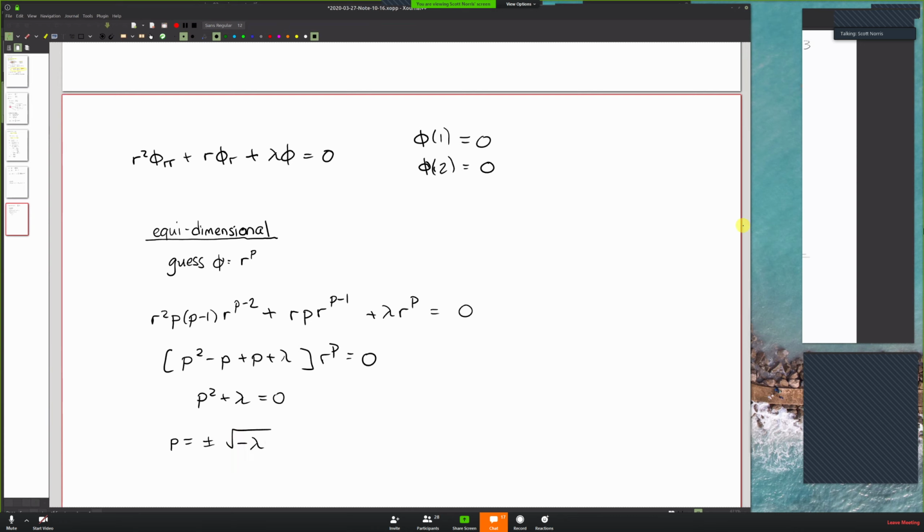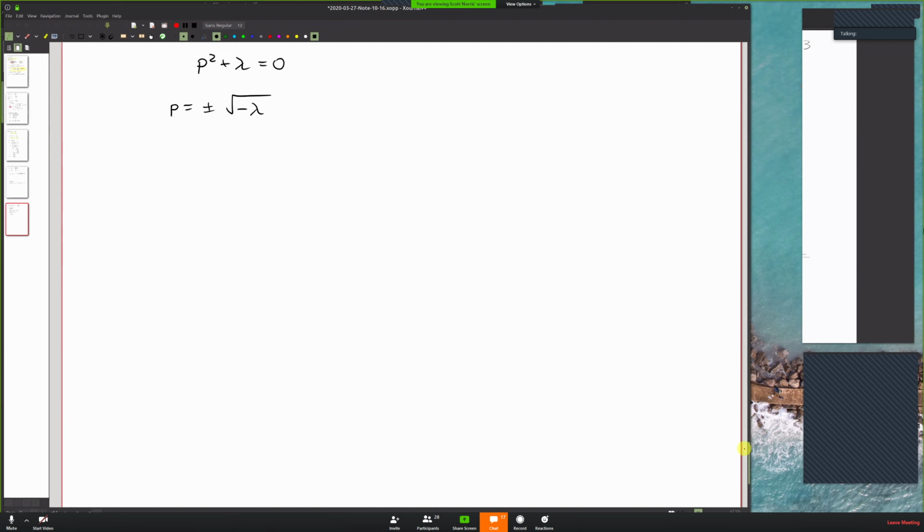There are 3 cases. Lambda greater than 0 is going to be the only one where we find any eigenfunctions in this case.